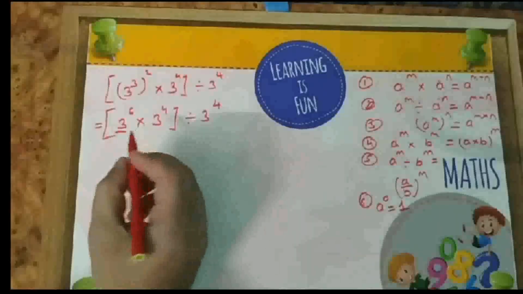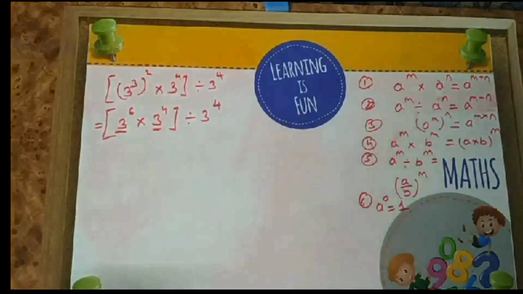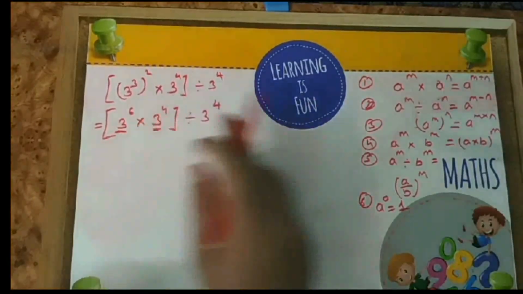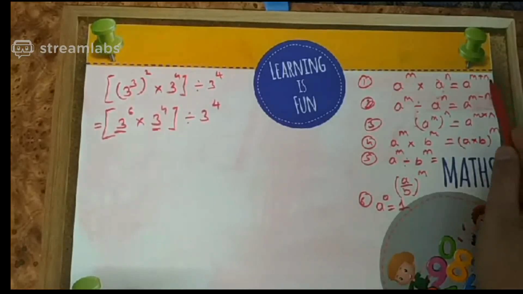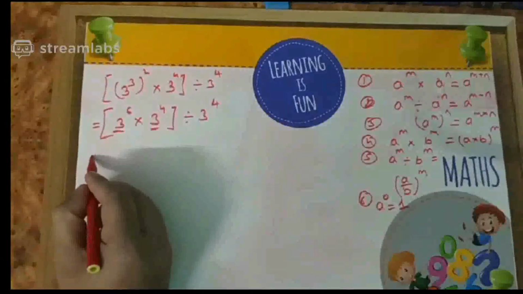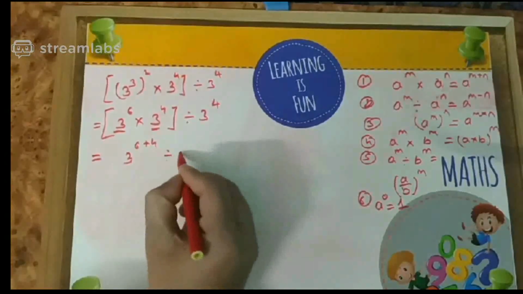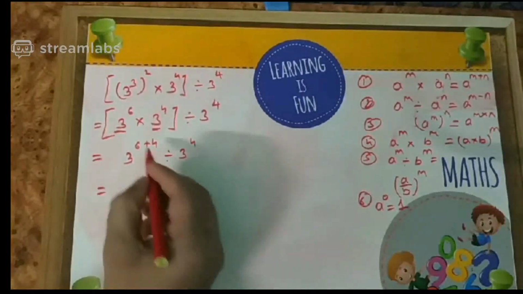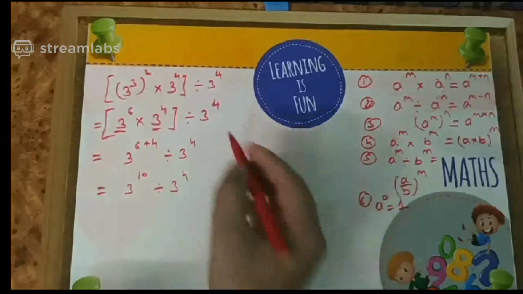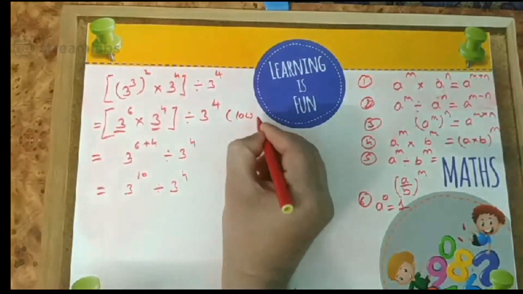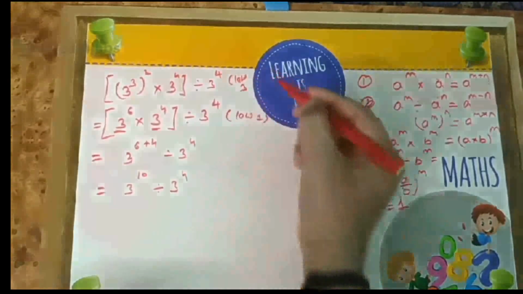Now here we can see that the base is the same but the power is different, and there is a multiplication sign. So rule number 1 is applicable: the base is the same but the power is different, so the powers get added. Base same, 6 plus 4, so 3 power 10 divided by 3 power 4. I will mention here law 1, and here we have used law 3, which you can see on my right hand side.